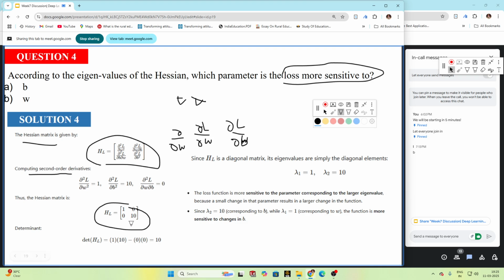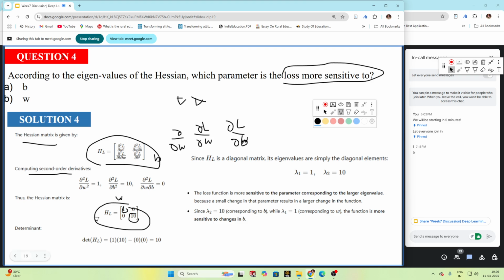So the eigenvalues of this matrix will be 1 and 10. The eigenvalue 1 is associated with W, and the eigenvalue 10 is associated with B. Now we know that the parameter which has more eigenvalue in this Hessian matrix will be more sensitive to loss than the parameter with lesser eigenvalue.